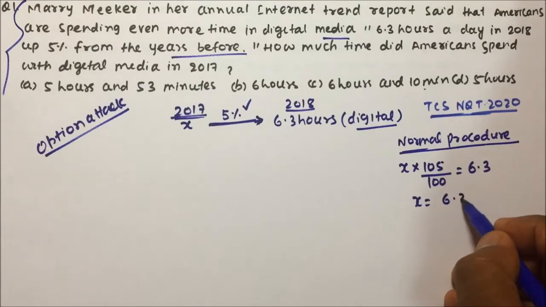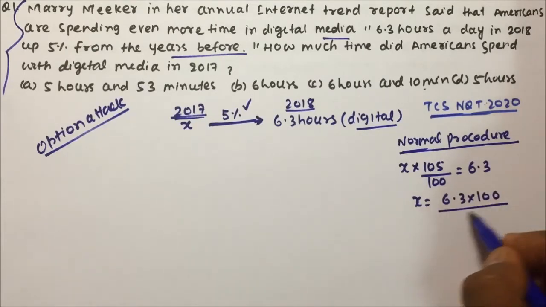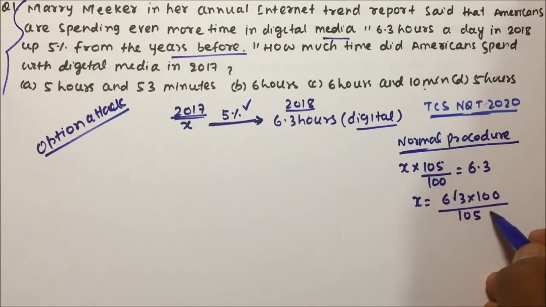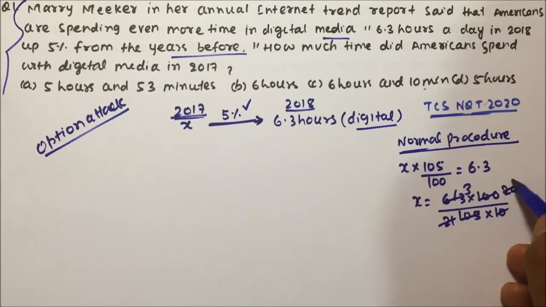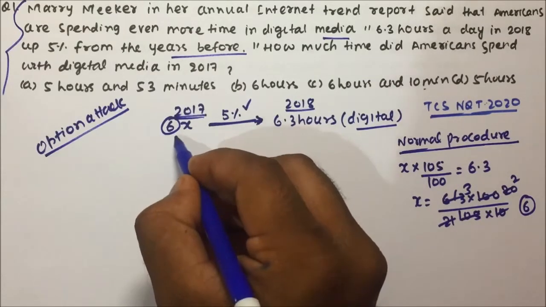Now X will be equal to 6.3 into 100 and then divide by 105. If we remove this decimal, one more 0 will come in the denominator. Then 5 20 times and 5 21 times, 21 3 times, and then 2 times. So 3 into 2 will be what? 6 hours. So in 2017 they were spending 6 hours.